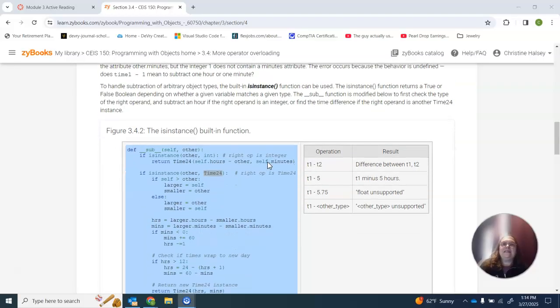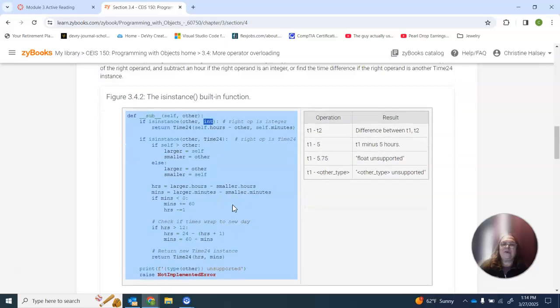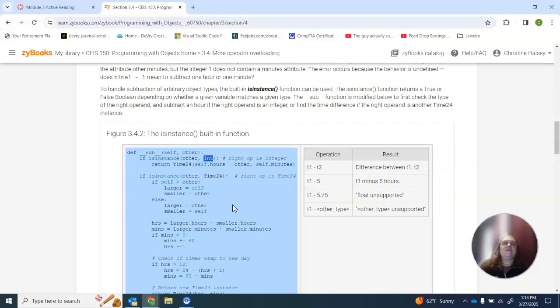Here they're looking at the isinstance function, and what it does is look at a specific variable and tell us if that variable is a specific type. So here we're looking to see if other is a type of Time24. Here we're looking to see if other is of type int. They're using it twice there. isinstance returns true or false depending on whether that variable matches the type that you list.